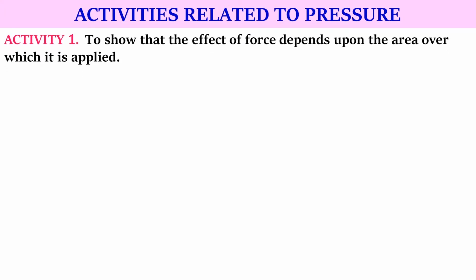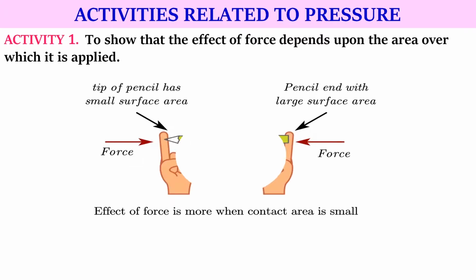The first activity is to show the effect of pressure depends upon the area over which it is applied. Here we have the figure. For this activity, we need a pencil and a sharpener. Now, what is the procedure? We will begin with sharpening the pencil at one end. Children, you have to sharpen at only one end. The other end has to be left as it is.